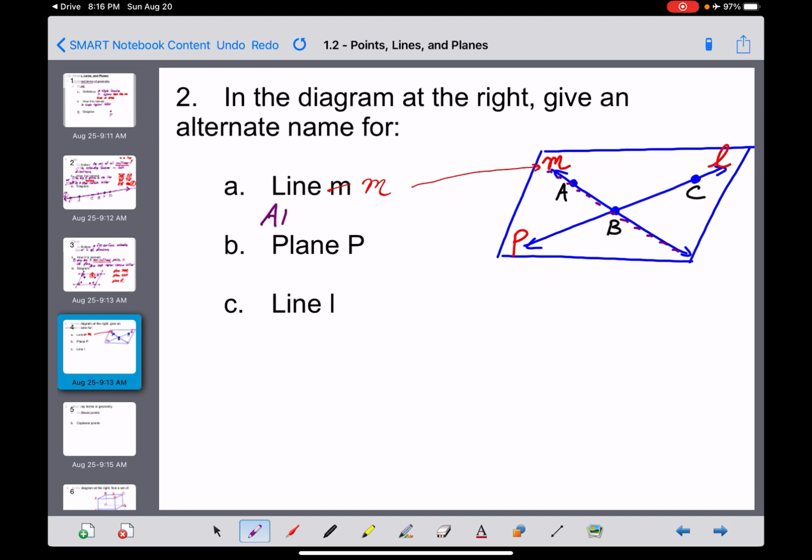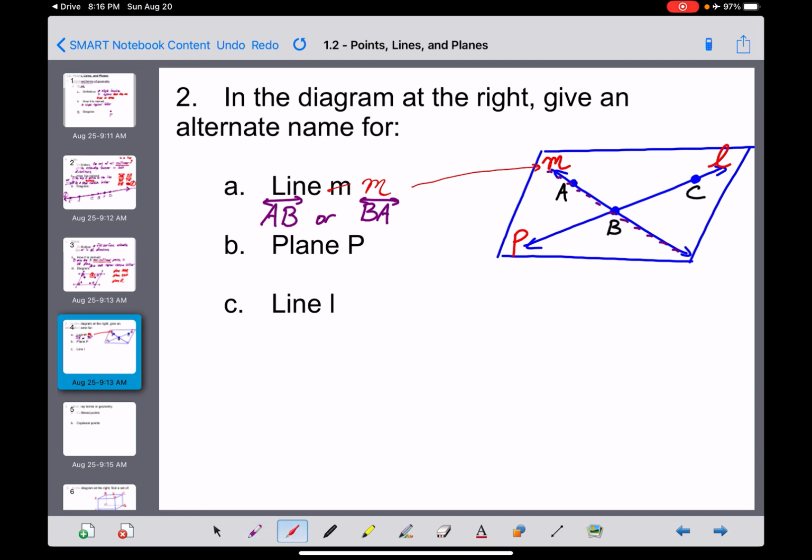So you could also call this line AB, but don't forget to use the line symbol over the top. The only other thing you could do here really is reverse those letters and make that line BA. Those would be the two different ways of naming line M. How about the second example here, plane P?